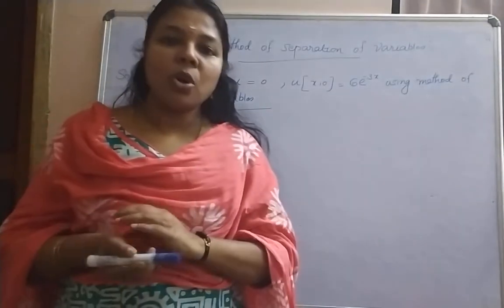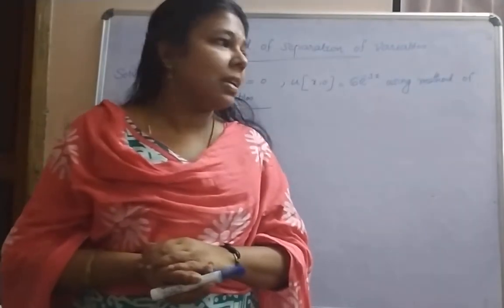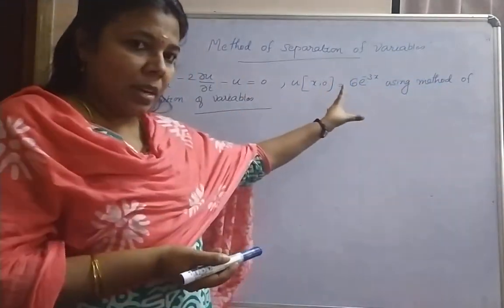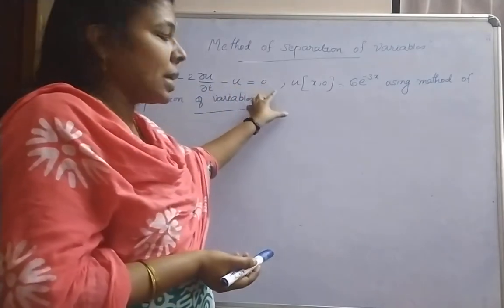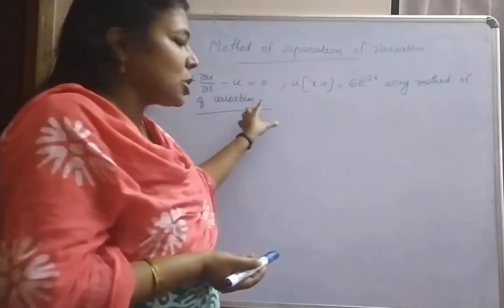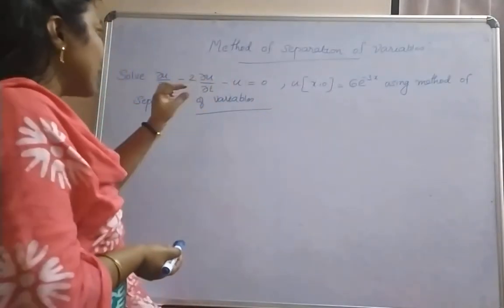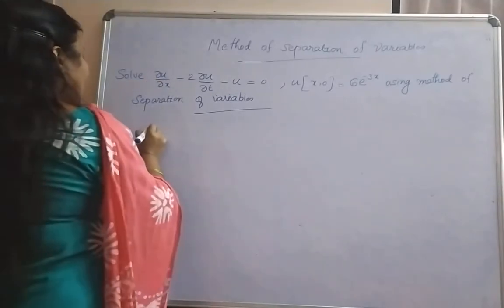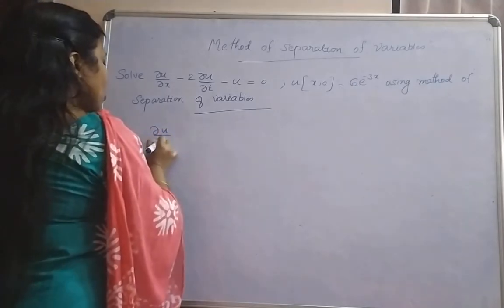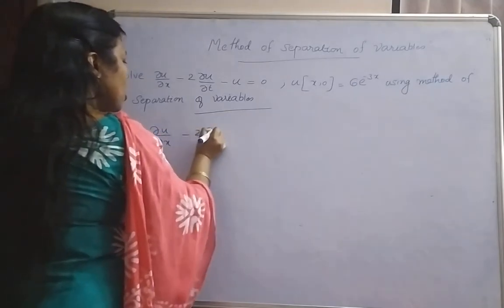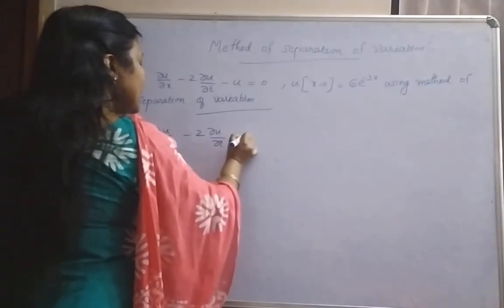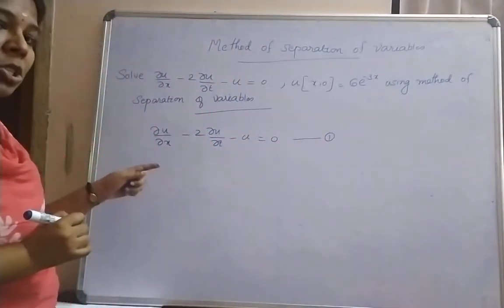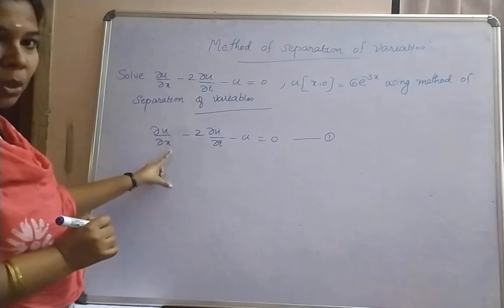Hi, now we are going to study a new method, which is the method of separation of variables. A question is given. We have to solve this equation by using the method of separation of variables. On solving, we get the value of u. Here, our given equation is ∂u/∂x minus 2 ∂u/∂t minus u equal to 0. Put it as equation number 1. By solving, we get the value of u.